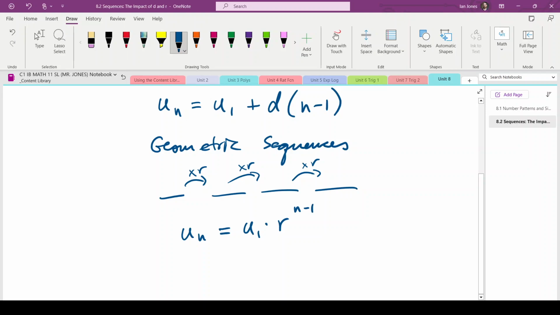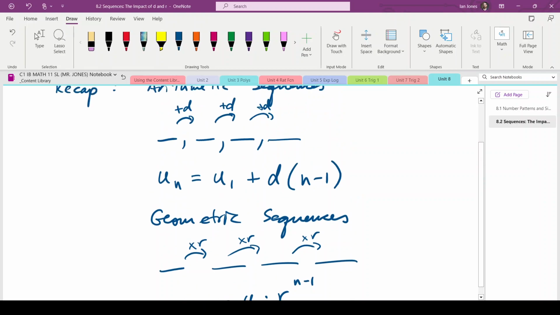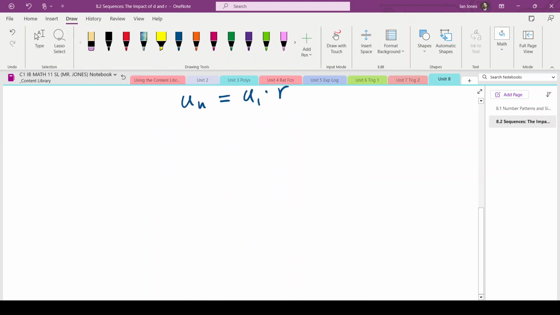Okay, and notice the similarity between the two formulas. They both start with a u_1. With arithmetic, then we're adding on something. With geometric, we're multiplying on something. With the arithmetic, we're adding on d times n minus 1. And with geometric, we're multiplying on r to the exponent of n minus 1. Okay, so there's a lot of parallels there in the formulas.